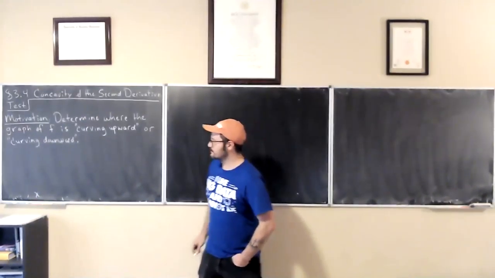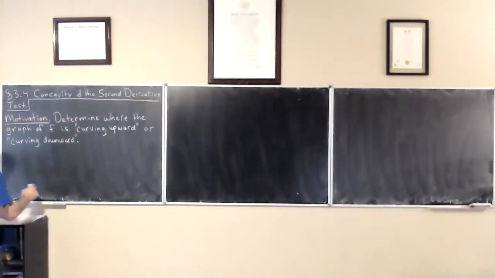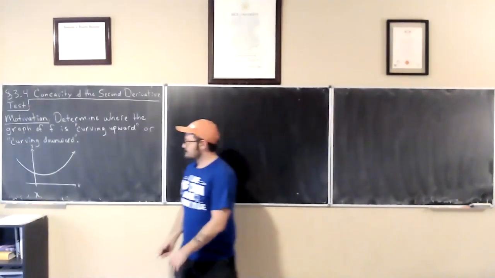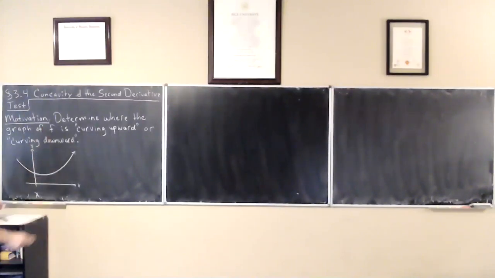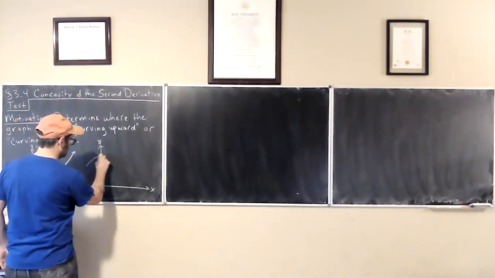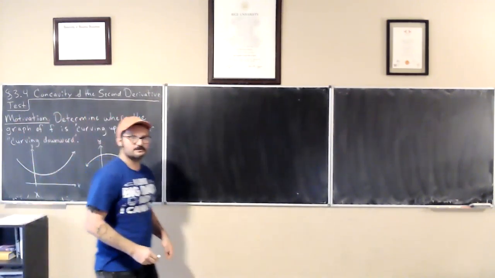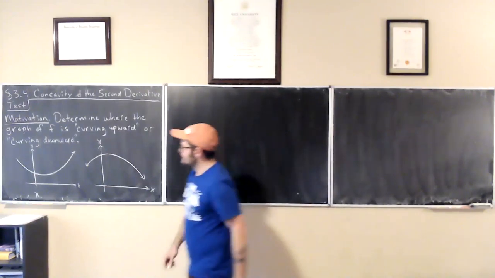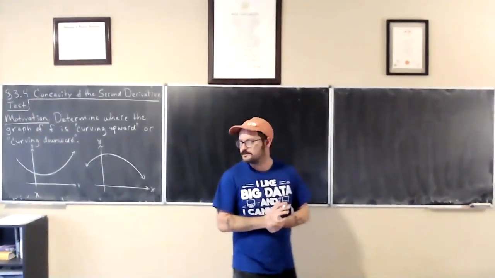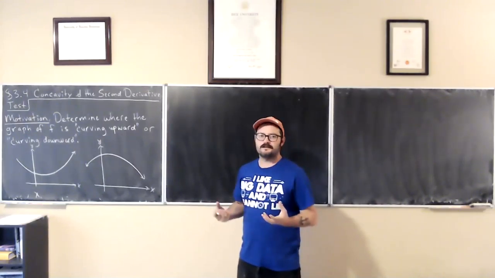So what do I mean by curving upward or curving downward? Well, notice that, for example, I have something that looks like this. It looks like a bowl, right? So this looks like it's curving up. Whereas if we look at maybe something like this, the graph of that function is curving down. It's like a bowl turned upside down. So in order to talk about curving upward and curving downward, we need to come up with a nice way to define what this means.